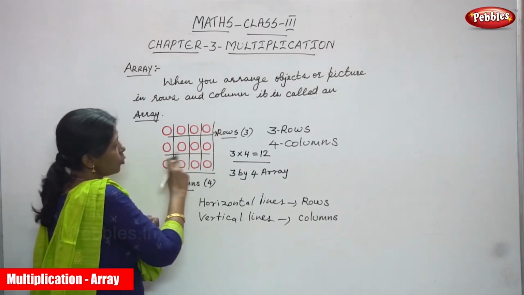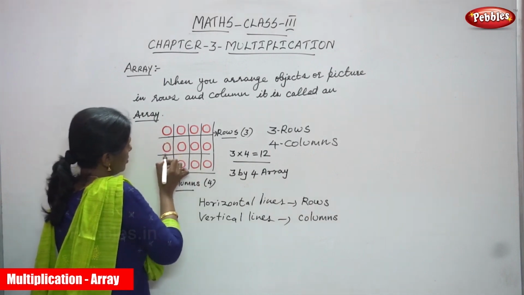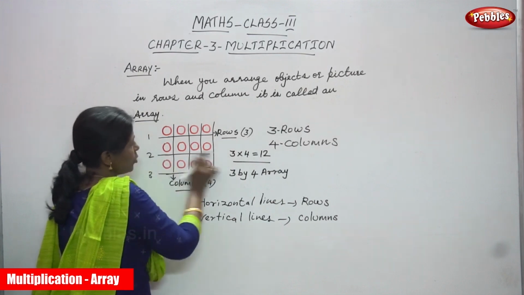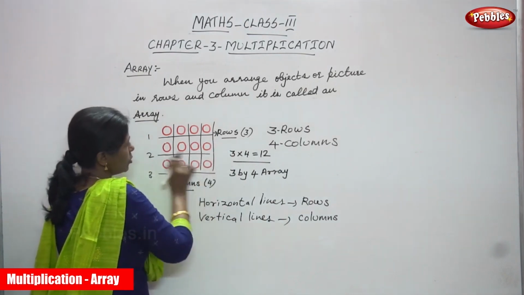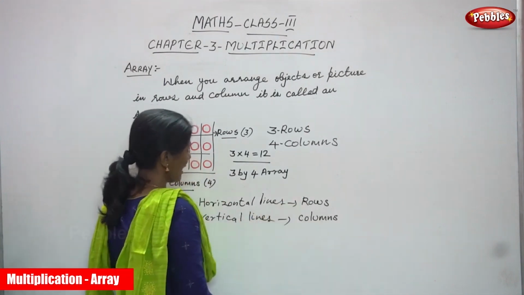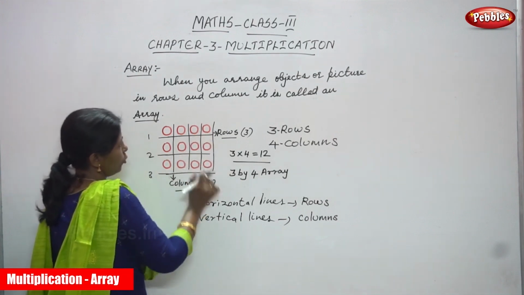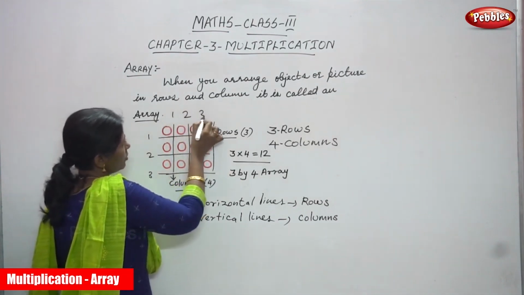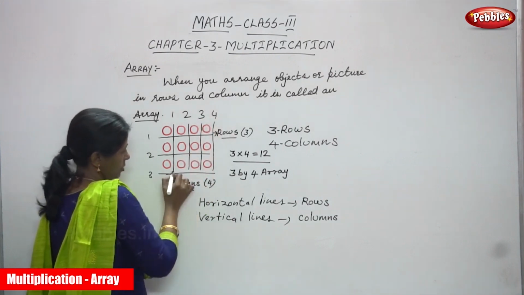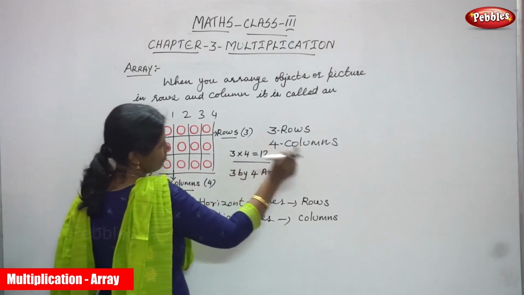So how many rows? 1 row, 2 rows, 3 rows. So horizontal lines are called rows, and vertical lines: 1 column, 2 columns, 3 columns and 4 columns. That is 1, 2, 3 and 4. This is called a column. So 3 rows and 4 columns.